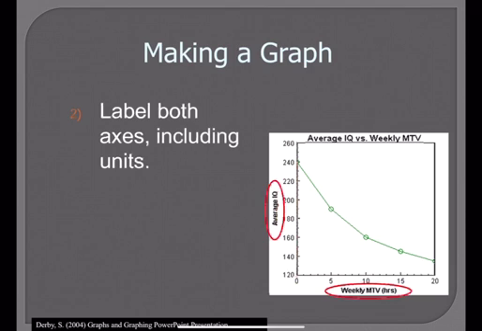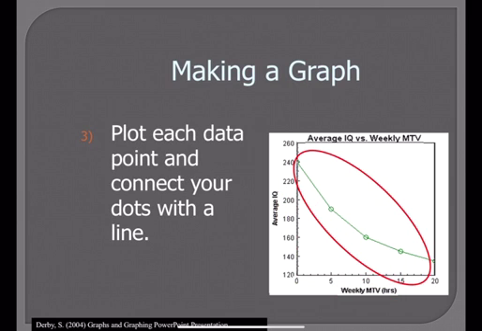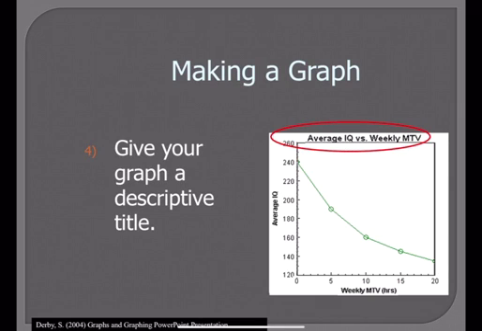I have to label both axes. You will have points taken off if you don't label them, and you have to include the units. I plot my data. I connect my dots with a line. I could sing a really obnoxious Pee Wee Herman song here, and you probably don't even know who that is. And then I give my graph its descriptive title.